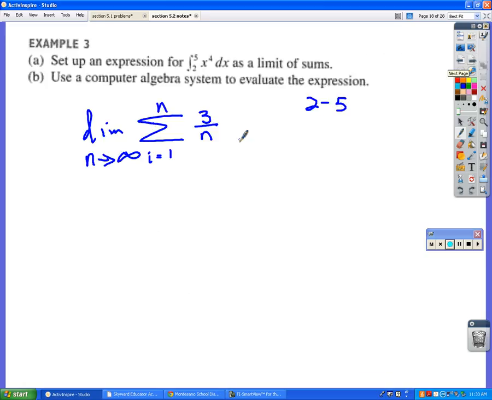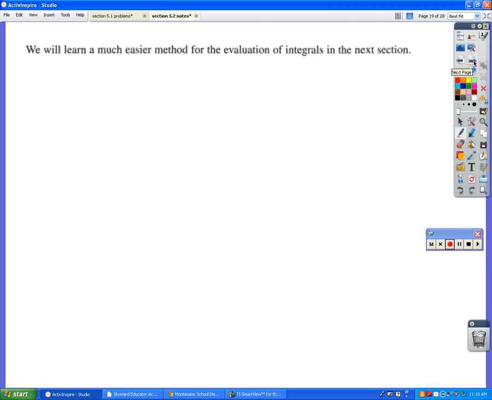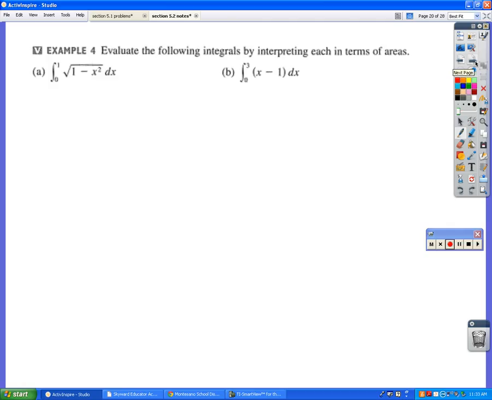Where's the x? Well, that's x to the 4th. That's the f, yeah, x to the 4th. Okay. So if you want to take it a step further, you could get rid of this thing right here and make that a 4. You like that better? Okay. All right. So that's the general idea there, and we're getting closer and closer to, as I said, we will learn a much easier method for the evaluation of integrals in the next section.